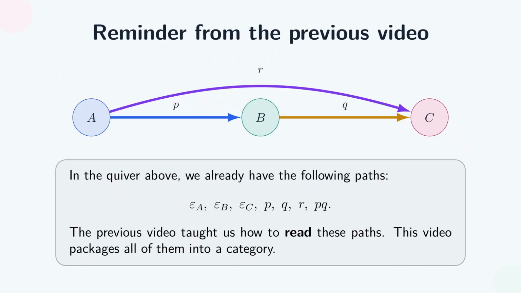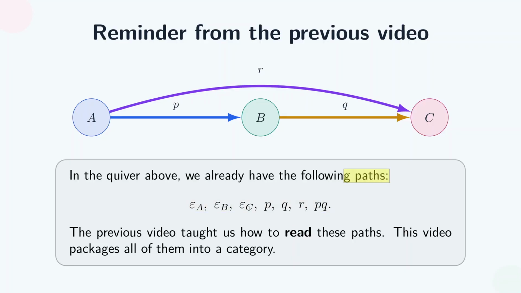Before moving forward, let us recall what we already know from the previous video. In this quiver, we had the vertices A, B, and C, and the arrows P, Q, and R. From these arrows, we could already read several paths. There are the empty paths at each vertex, epsilon at A, epsilon at B, and epsilon at C. Then there are the length 1 paths, P, Q, and R. And there is also the length 2 path PQ, which means first travel along P and then travel along Q. So already, this little quiver contains more than just its named arrows. It also contains the paths that we can form by following arrows in sequence.